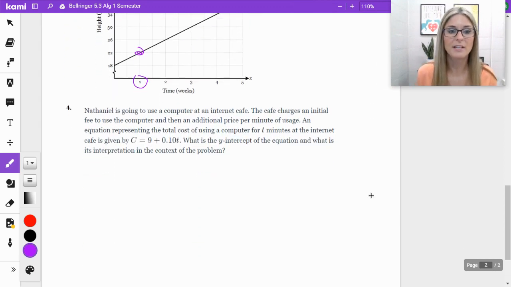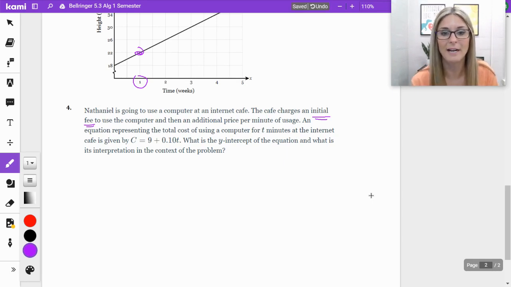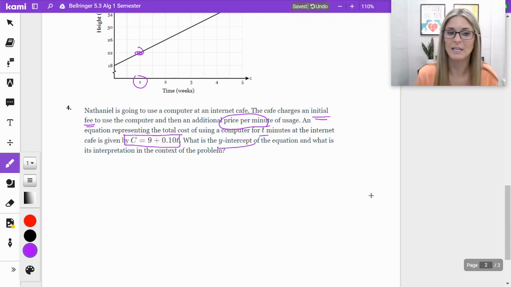And lastly, number 4, Nathaniel's going to use a computer at an internet cafe. The cafe charges an initial fee, love those words, to use the computer and then an additional price per minute of usage. An equation represents the total cost of using the computer for t minutes at the internet cafe using this function. What is the y-intercept of the equation and what does it mean in the context of the problem? So they've got it a little funky.